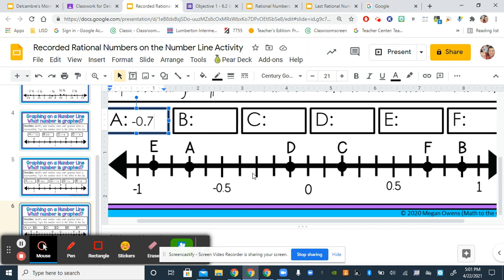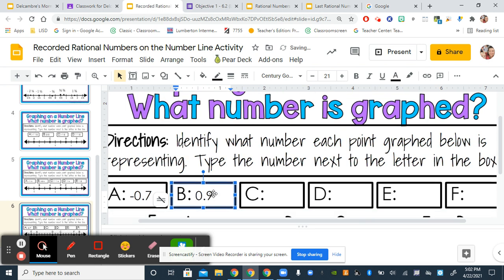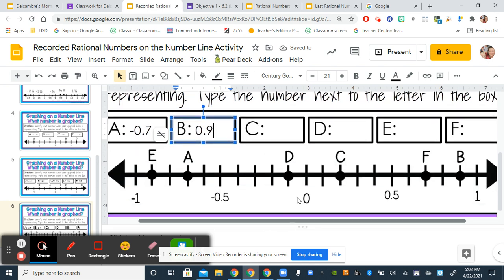Now let's go back to 0 and find where B is. Okay, so B is to the right of 0, so that's positive. And we're going to count the tick marks from 0. 1, 2, 3, 4, 5, 6, 7, 8, and 9. So that would be 9/10. Positive, so it would be 0.9. Letter C is to the right of 0, so that's going to be positive, and it's 2 tick marks away, so this would be 2/10. Sorry. There we go.